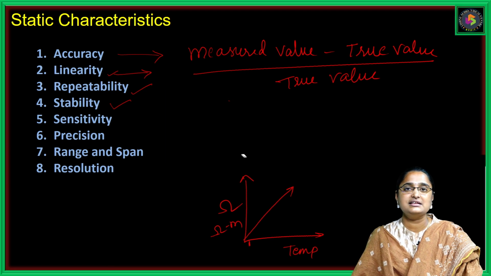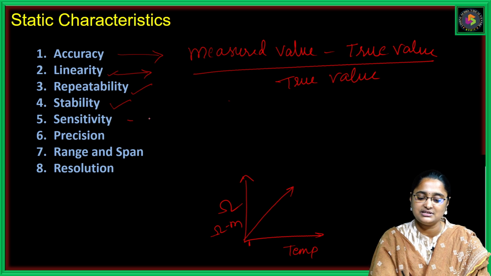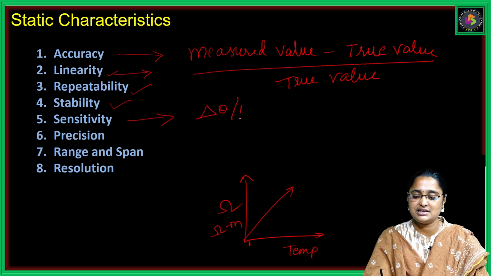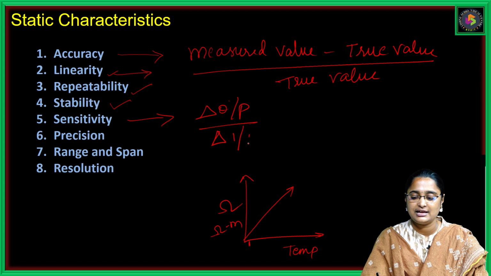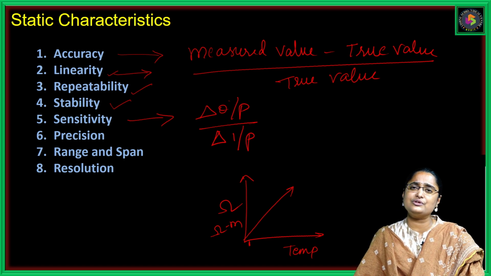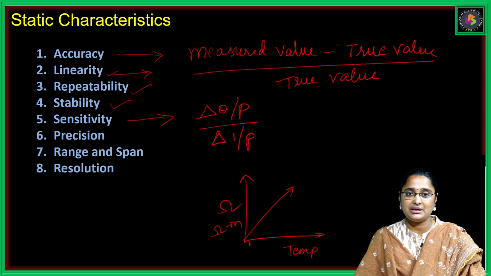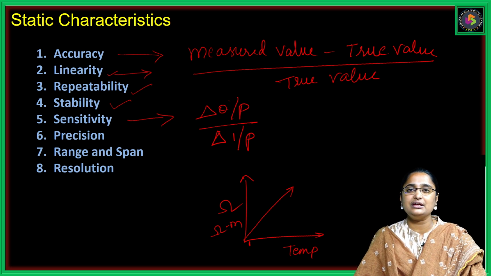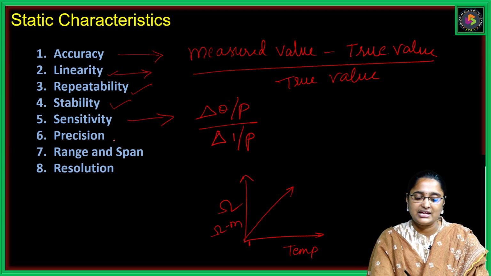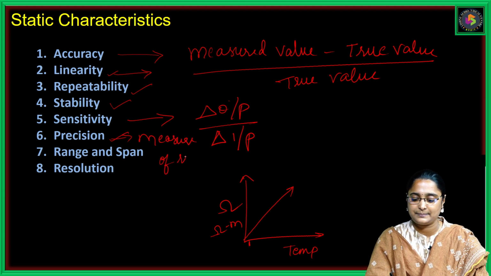Next, we have sensitivity. Sensitivity is the ratio of change in output to the change in input. So how is your transducer or system responding to the input that you have given? What changes can you observe in the output when the input is changed? This can be known with the sensitivity of the instrument. Now, we have precision. Precision gives you the measure of reproducibility of the system.